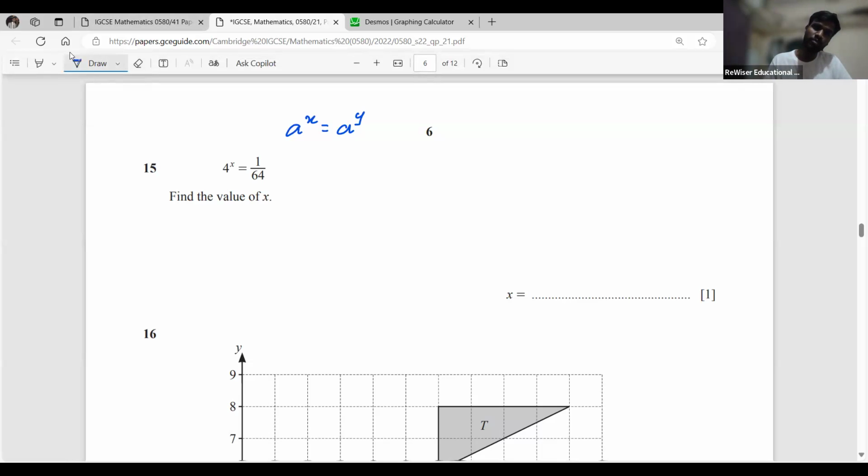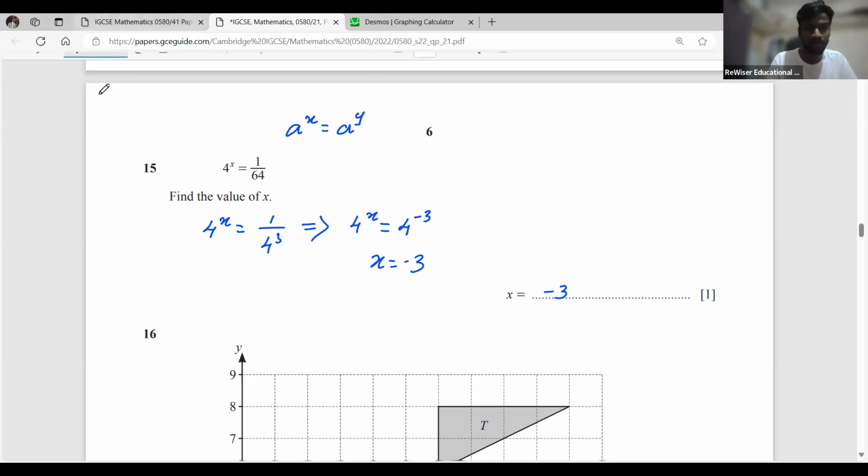So in that case, if I have 4 power x on the left side, I have to think about writing down the right hand side also in terms of 4. So 64 can be written as 4 power 3. So it's going to be 1 over 4 power 3, which can also be written as 4 power negative 3. Now I can equate the powers and say x equals negative 3. This is how we have to solve this question.